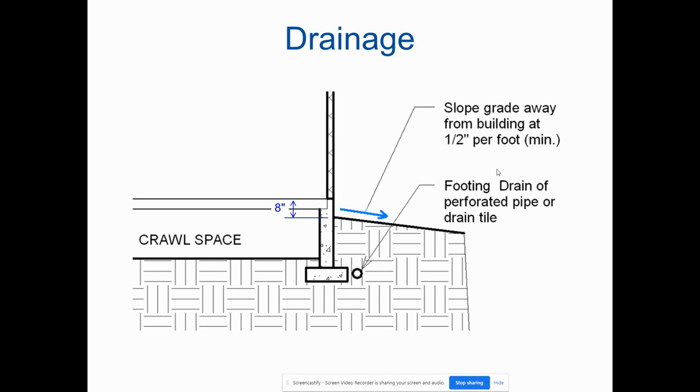Okay, you see that down here. Here's our perforated pipe. That just means it's plastic pipe with perforations in it, and it's wrapped in filter fabric so soil doesn't clog it. Also, you want to make sure that we slope away from the house.